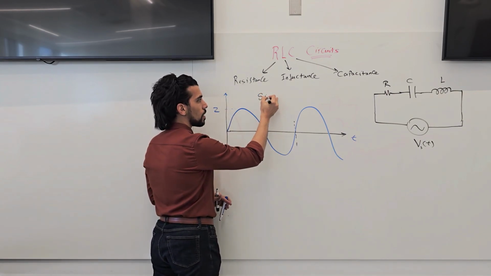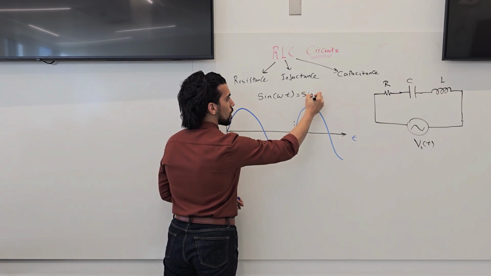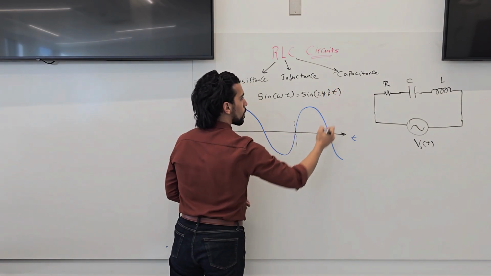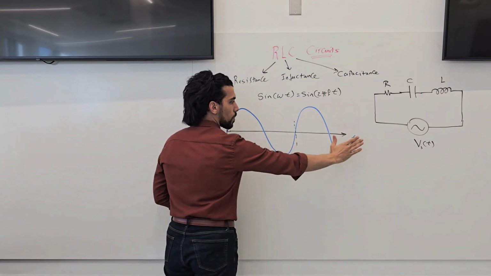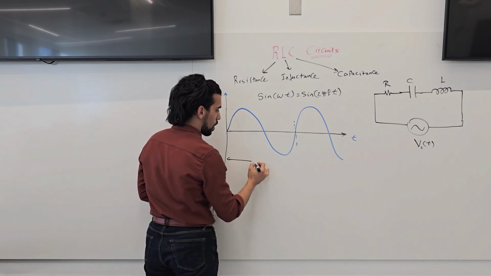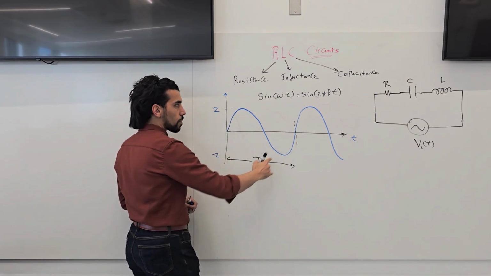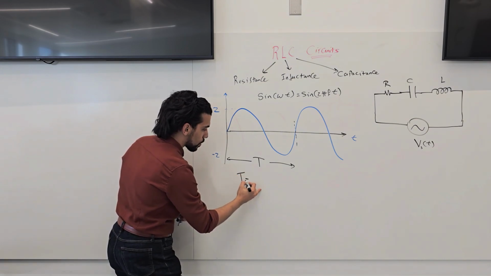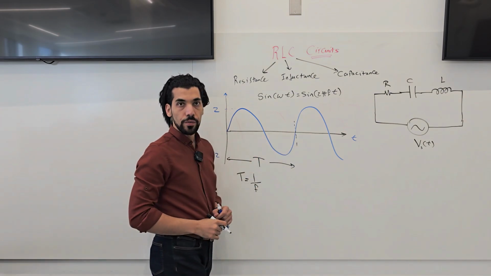Usually we write this as sine omega t, which is also equal to sine 2 pi f t. This signal repeats itself every period, and this duration we call the time period of the sine wave. The time period is equal to 1 over f, which is the frequency of this sine wave.